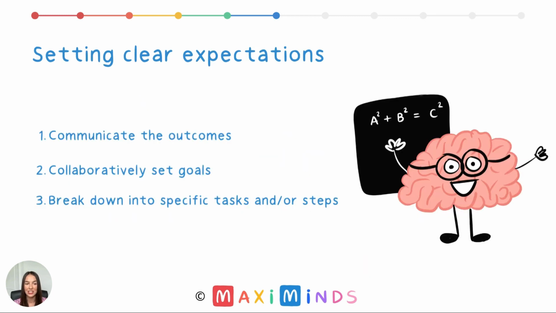So how can you actually set these clear expectations? Most importantly is to actually communicate the outcome. Then you can collaboratively goal set with the students and help them to break down the outcomes into specific tasks and steps where needed.